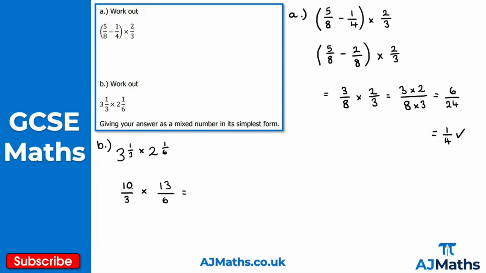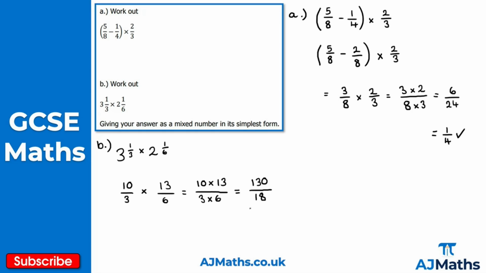And from here now, because we're multiplying, we can just perform the multiplication. So multiplying the numerators together, we get 10 times 13. That will all be over 3 times 6. So 10 times 13 would give me 130, and then 3 times 6 would give me 18.